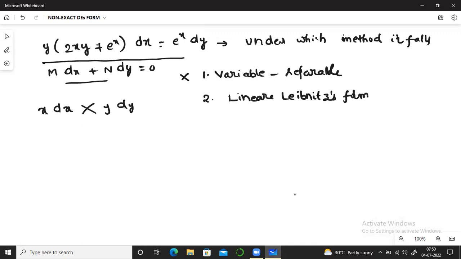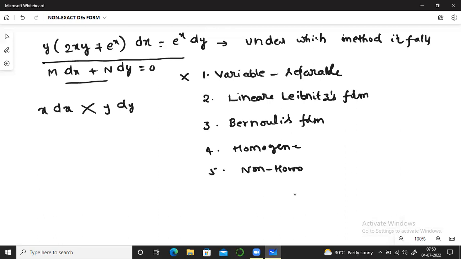So linear Leibniz form, you know that dy by dx plus py is equal to q. Check whether it is available in that form or not. If it is available, you can use linear Leibniz form only. Third, you can check whether it is available in Bernoulli's form. And then you check whether it is homogeneous or not. If it is non-homogeneous, under case 1 or under case 2, which case it is?